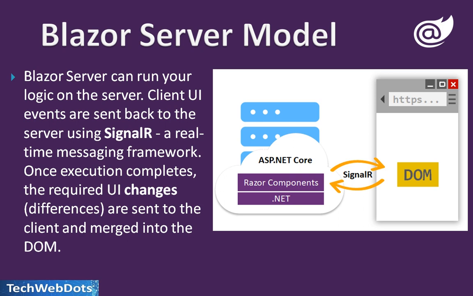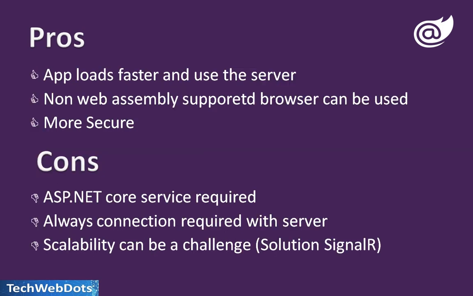Okay, I hope I made it clear for you. There are a few advantages and a few disadvantages here as well. If you go for the Blazor Server model, the app loads faster, yes, because it is on the server and uses server capabilities, meaning there is no heavy client browser requirement like good processing, software, or hardware capabilities. That is not required, because the application is served from the server. A non-WebAssembly supported browser can be used, yes, because we are not using the WebAssembly hosting model, so any browser can be used. And it is more secure, definitely, because the whole application, assemblies, and libraries are not downloaded on the client browser. It is more secure because everything is on the server.